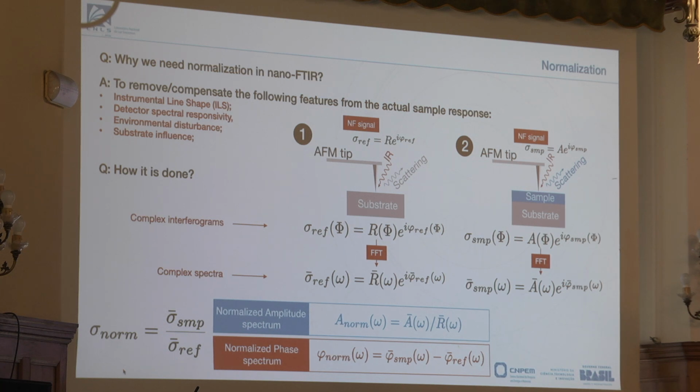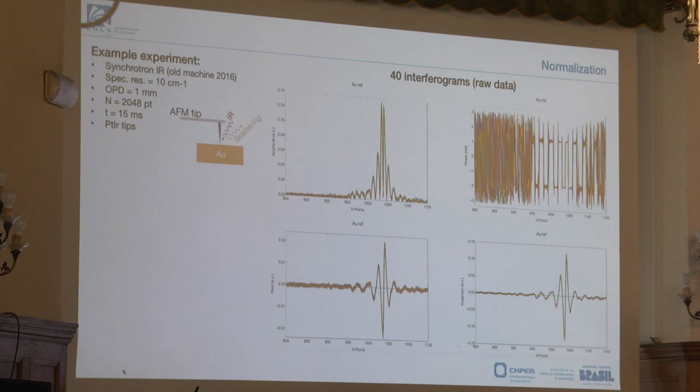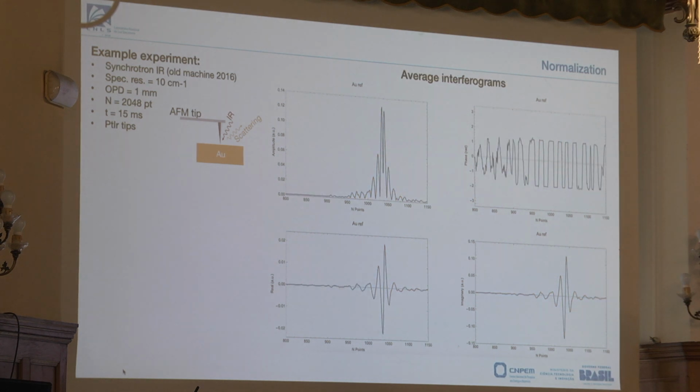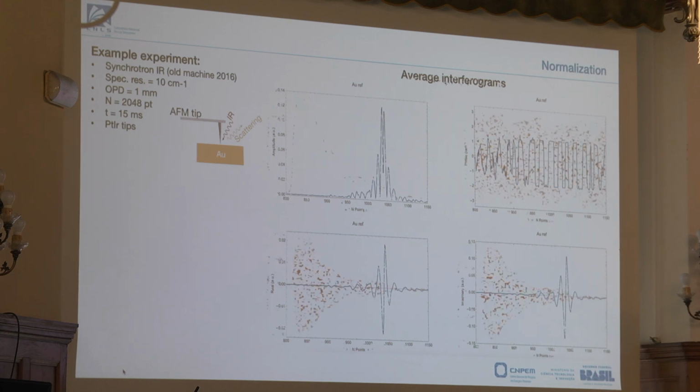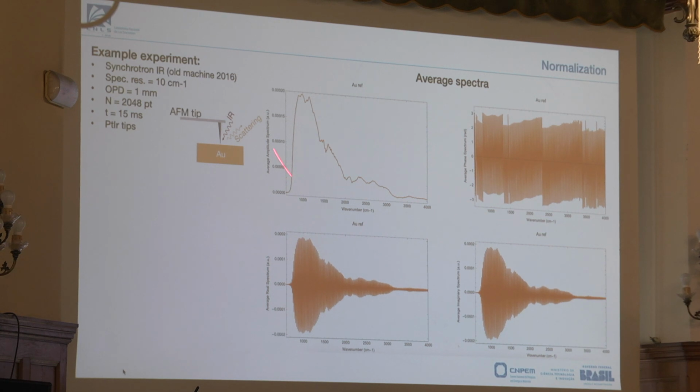So here is the way we do this normalization in the nano-FTIR. I have an example here. It's old data from the old machine, but I think it's good data to show. This is just a measurement on gold. What you see here is 40 interferograms on gold, and this is amplitude, this is phase, and this is real part and imaginary part. If we average them, you have this kind of signal. And if we Fourier transform this, we have the amplitude, the phase spectrum, and also the real part and imaginary part of this spectrum.